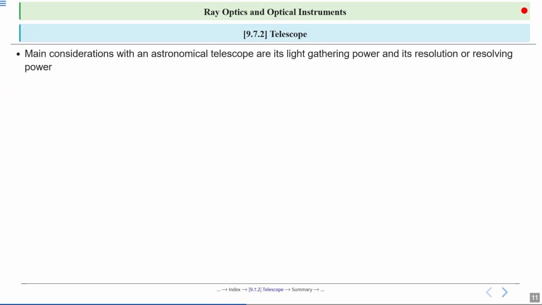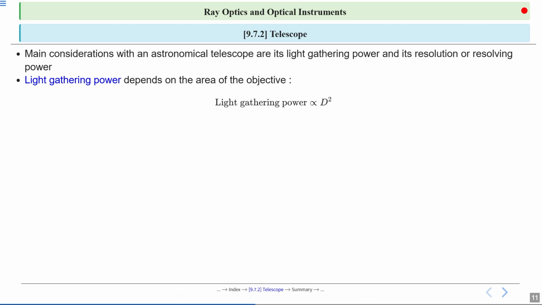So there are mainly two performance parameters of an astronomical telescope, that are light gathering power and resolving power or resolution. The first concept to grasp is the light gathering power of a telescope. This is essentially how much light the telescope can collect, which is vital for observing faint objects in the sky. The more light a telescope can gather, the better it can reveal distant stars and galaxies.